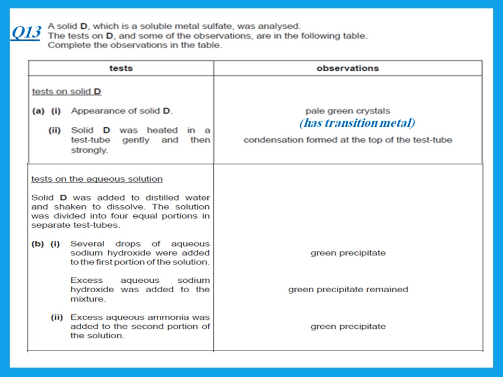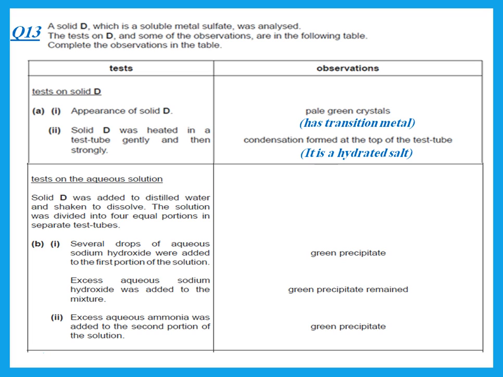Now solid D was heated in a test tube gently and then strongly. We got condensation at the top of the test tube. Remember, if he says that he heated the solid and he got condensation at the top of the test tube, what does that tell you? It is a hydrated salt, or it has water of crystallization. Don't just say it has water. It has water of crystallization, or it is a hydrated salt.